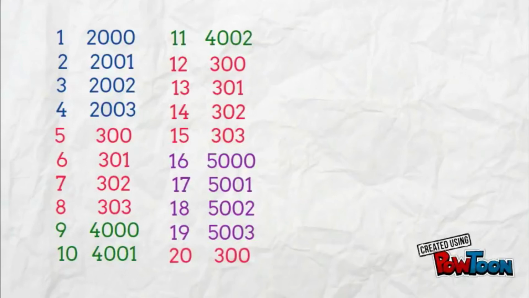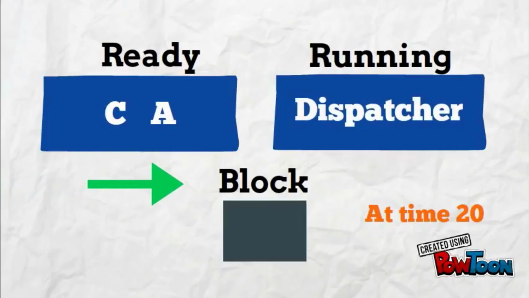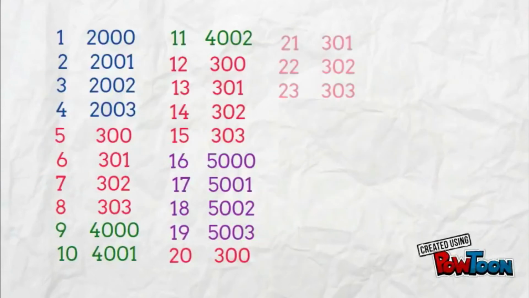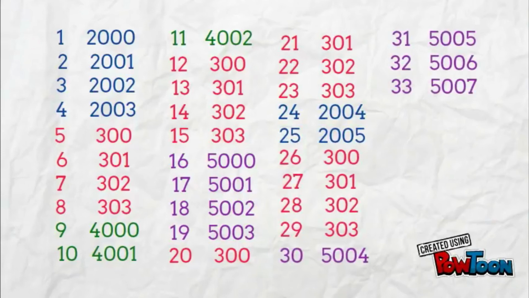Okay, time 20 is the last time process B is in the blocked state, and it can now be released from the blocked state at timeline 21. Now, process A will continue running, followed by process C and lastly process B. Stop at timeline 35 because the question only asks for 35 instruction cycles.